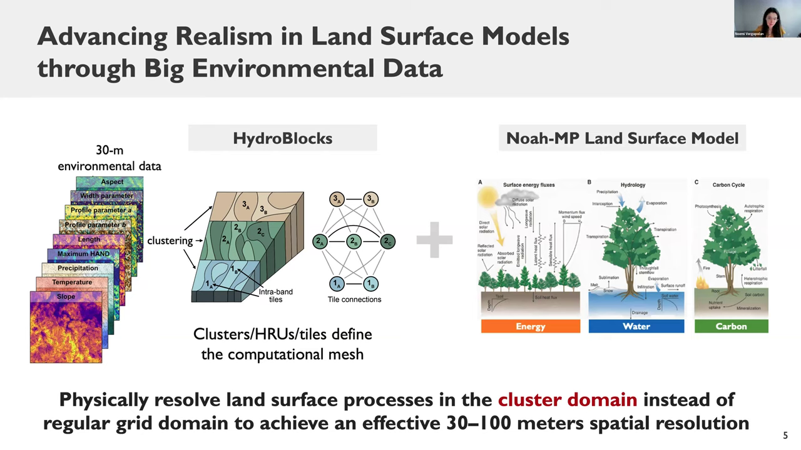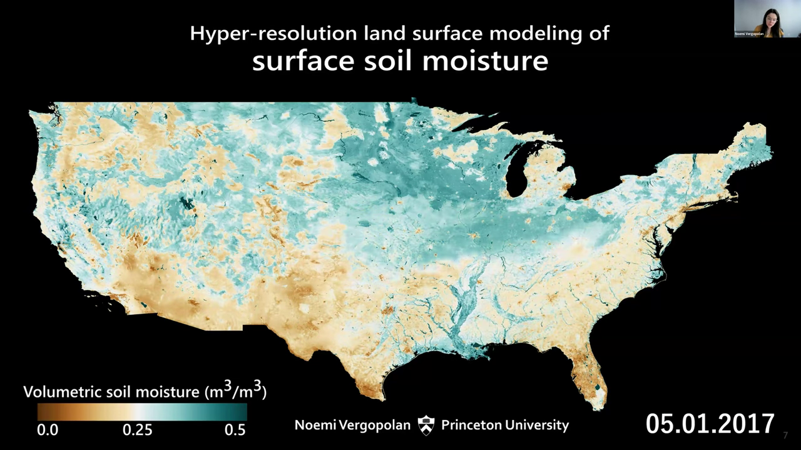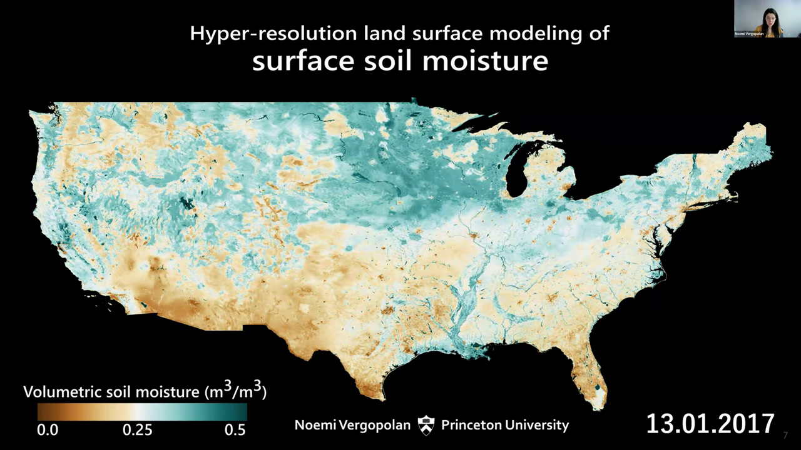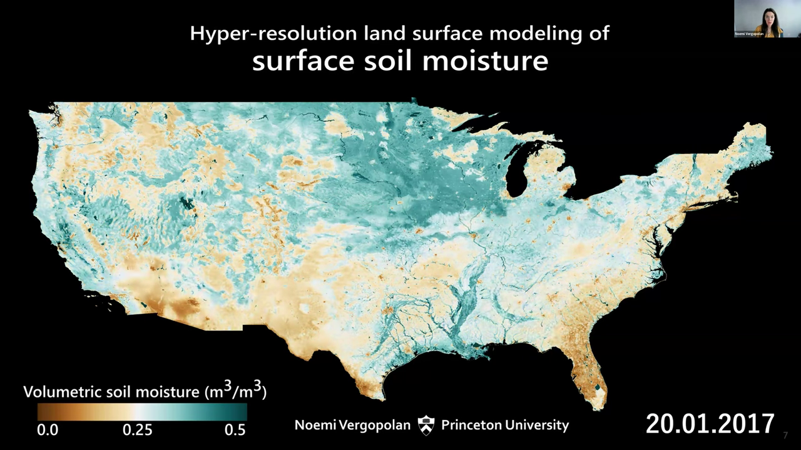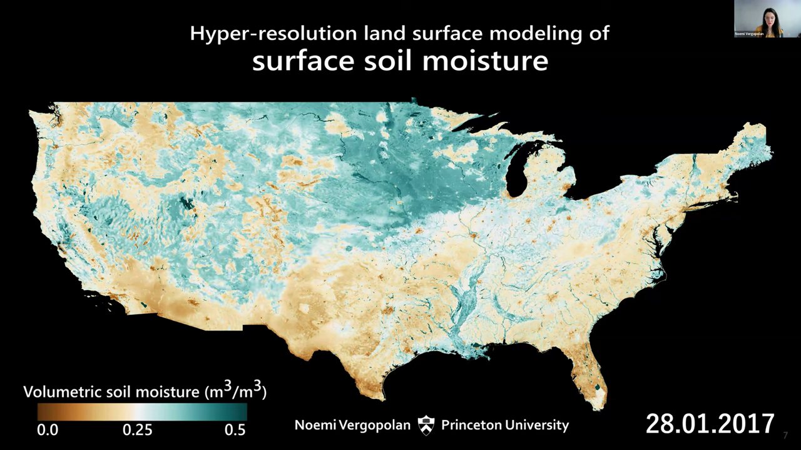right? So in previous research, we have coupled HydroBlocks with the Noah-MP land surface model, and this enables us to effectively model energy, water, and carbon processes at an effective 30 to 100 meters spatial resolution. But then instead of modeling every single 30 meter grid cell, we would model these processes in the cluster space, right? So you move from the regular 2D, 3D space to an abstract domain of cluster space. And we have demonstrated these capabilities of improving subgrid tiling schemes and clustering analysis through hyper-resolution soil moisture simulations over the continental United States.